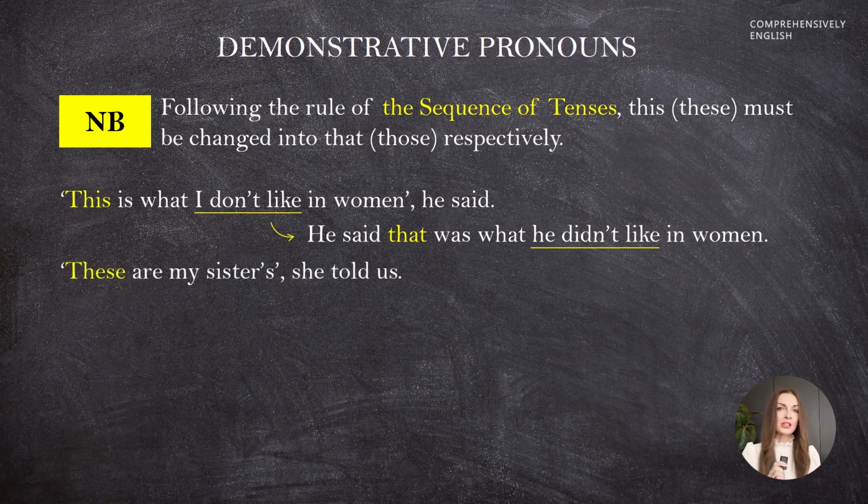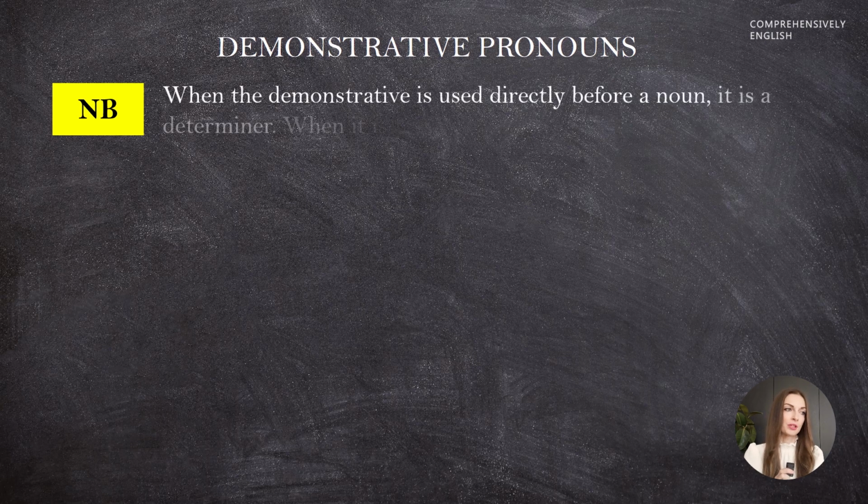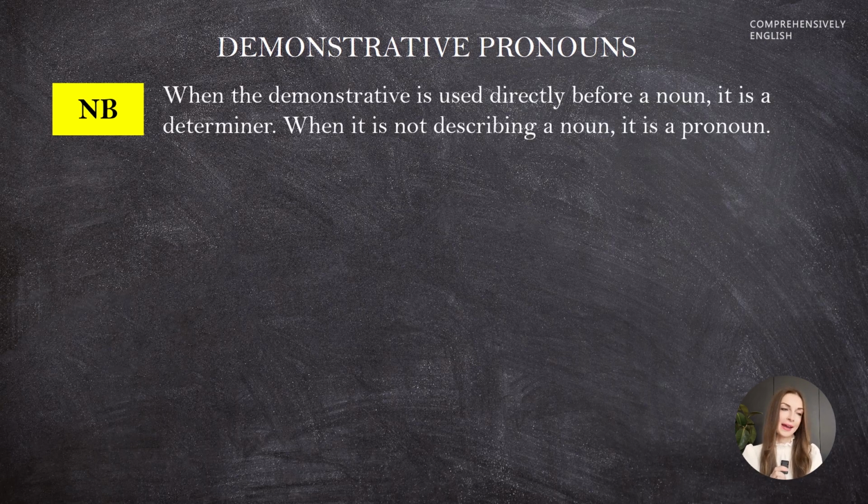Another example: "These are my sisters," she told us. What are we going to do with this sentence? We are going to report her words, and thus we'll have, she told us that those were her sisters. Again, the present simple tense, are, is changed into the past simple tense, were, and apart from that, these is changed into those. Please note that when the demonstrative is used directly before a noun, it is a determiner. When it is not describing a noun, it is a pronoun.